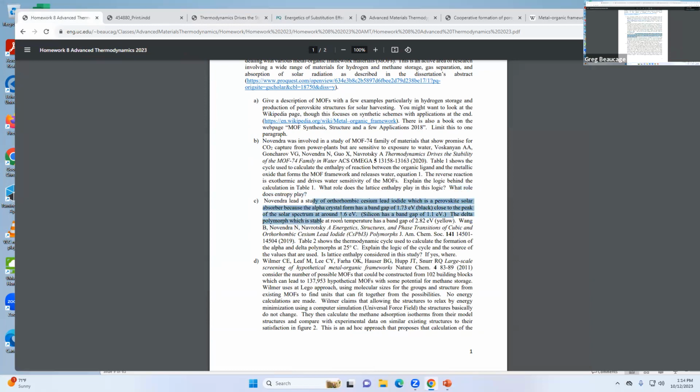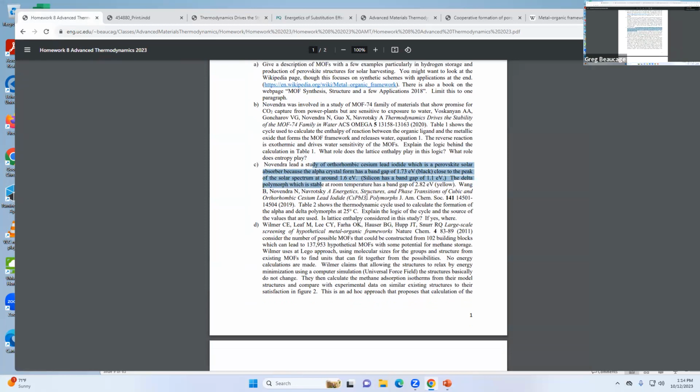And this is another paper, about perovskite. Perovskite is kind of similar. It's a metal organic, but it's not a MOF. MOFs are porous, and perovskites are actually just crystals. They don't have pores. So I guess that's the main difference. Anyway, they're playing kind of the same game.